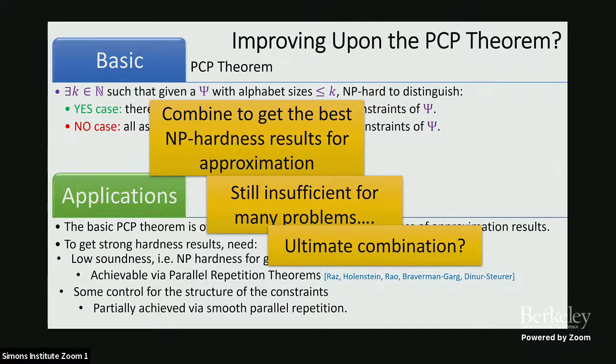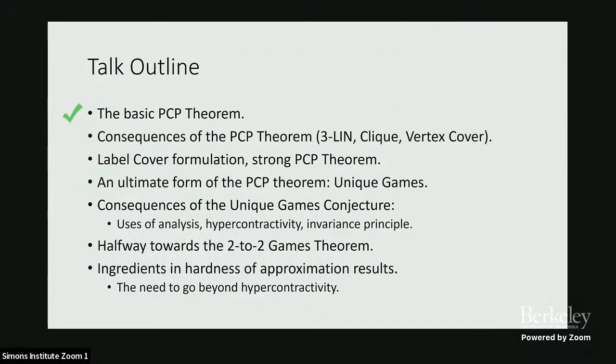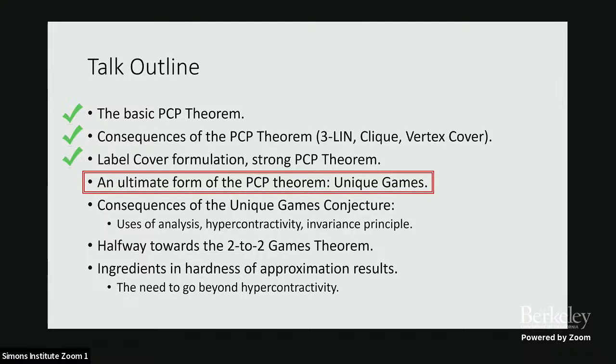But before we go further, the question is, what would even be the ultimate combination between these two improvements? How would it look, and what would it give us? So we're done with the basic PCP theorem. We're done with the consequences. And I did tell you what the strong PCP theorem is, which is basically the small soundness with some mild structure over the constraints. Now I'm going to tell you about this ultimate combination between all of these hacks, which has a name. It's called unique games. And this is a central problem in complexity theory.